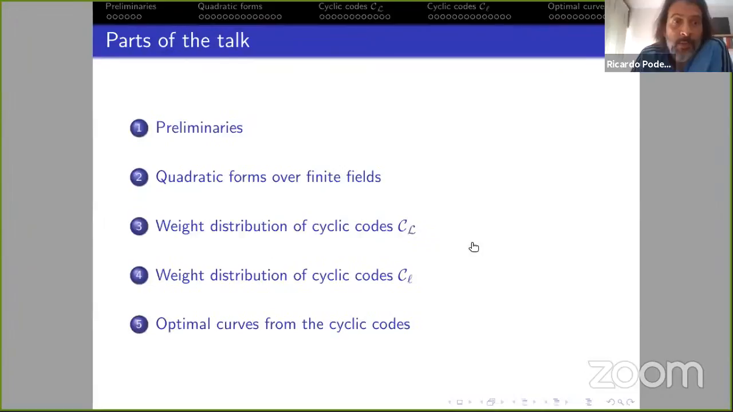Okay, this is the plan of the talk. First of all, I will review quadratic forms over finite fields. Then I will define some cyclic codes in great generality associated to quadratic forms. Then we are going to focus on some particular family. And then we are going to try to say something about optimal curves.